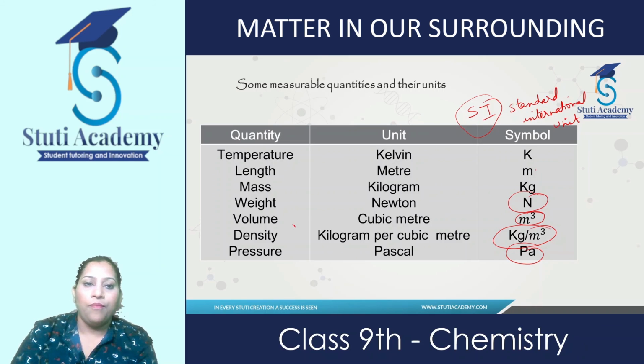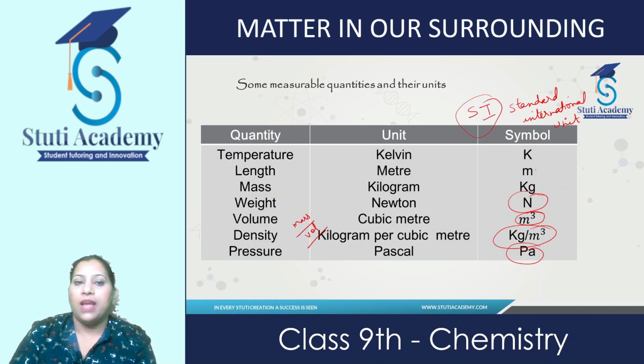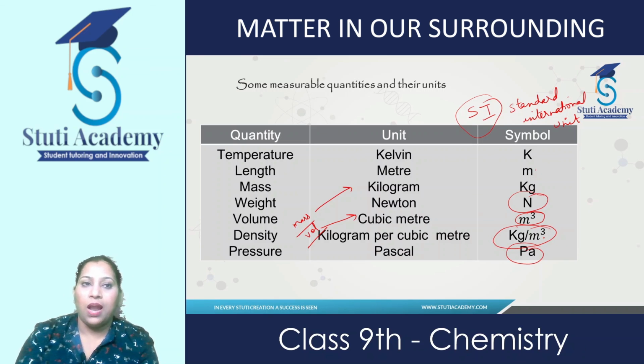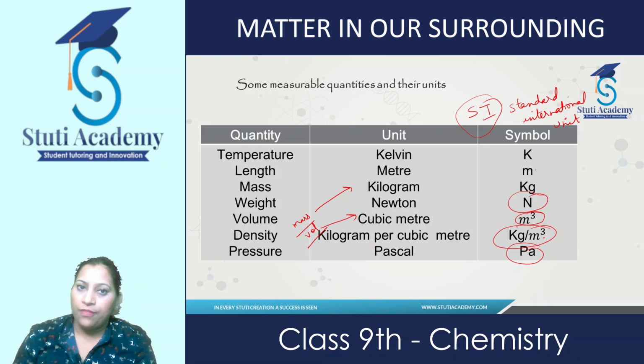Density is mass upon volume. It can be measured by mass upon volume. And the unit of mass is kilogram and the unit of volume is cubic meter. So the density's unit is kilogram per meter cube. So these are the physical quantities which we use in our daily life, their SI units, and how we represent them, or these are the symbols.